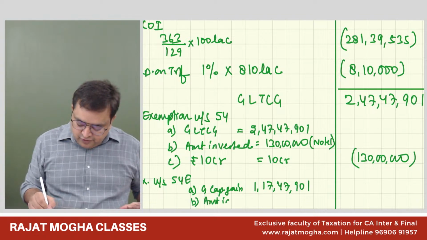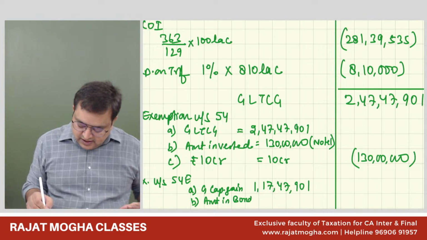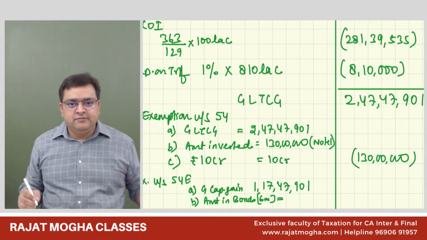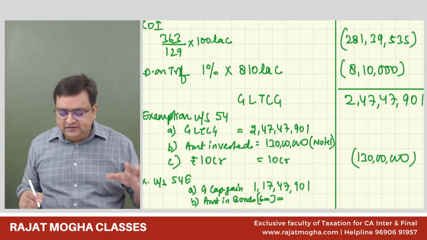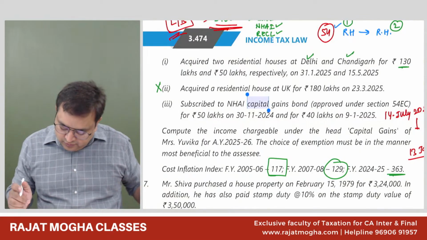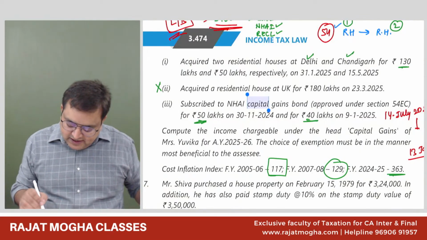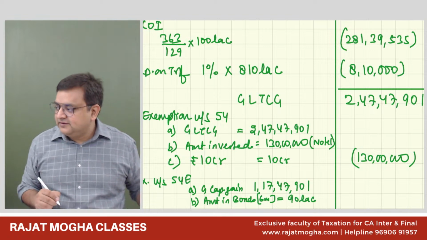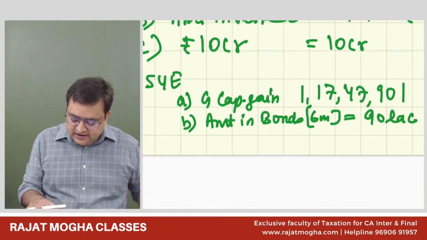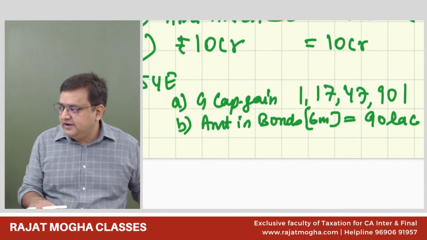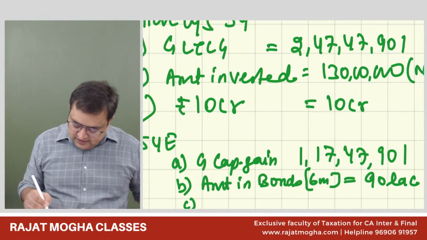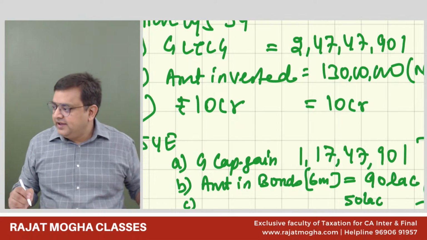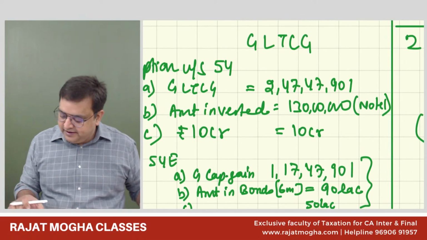B, amount invested in bonds. Amount in bonds up till 6 months. So in this case, we have invested twice, and that too within 6 months. So we can take that total 50 lakh plus 40 lakh, 90 lakh. So 90 lakh we have invested within 6 months. And thereafter, there is a limit of 50 lakh rupees. So C, 50 lakh fixed limit. Whichever is lower, you will take 50 lakh over here.